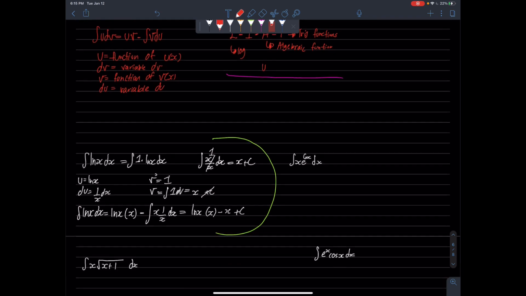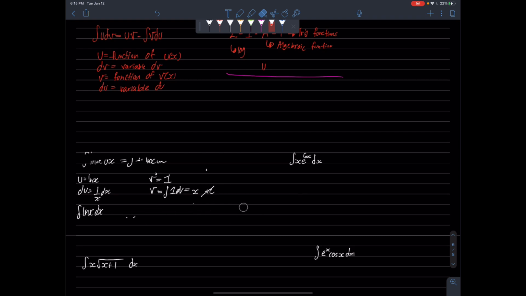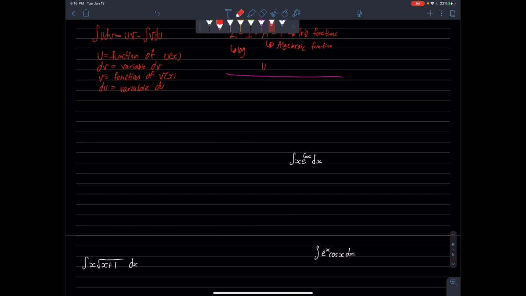Actually, let me erase it so it's less distracting. Or, actually, no, sorry. Let me just copy it. Copy, and then we'll cut it so that we can put it back later.